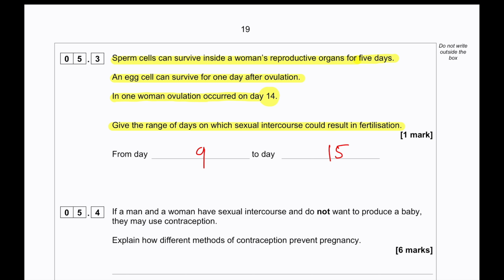Now, how did we come up with this particular conclusion? Because sperm cells can survive for 5 days. So 14 minus 5 was day 9. So if sperm was deposited at day 9, it could fertilize the egg cell. And since the egg cell only survives for 1 day, if there was sexual intercourse on day 15, there could still be a chance, because on the 14th day it got released plus 1 day the egg survives. So total 15 days, up to 15 days.